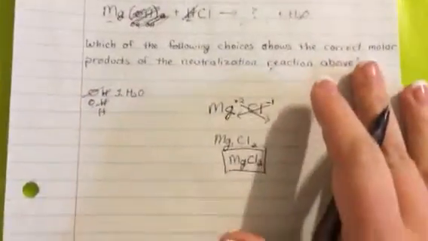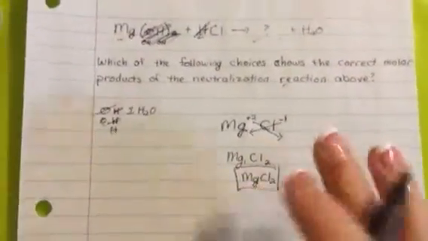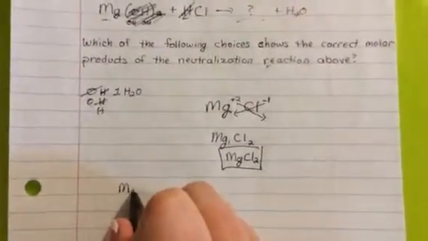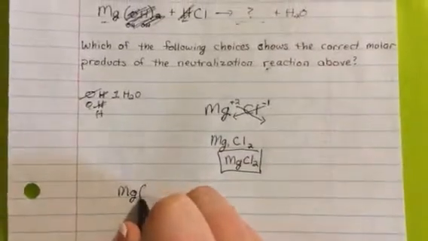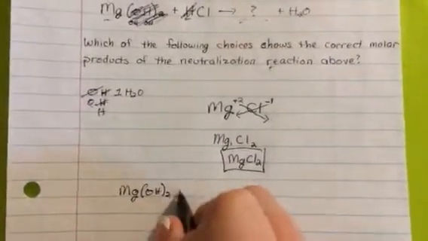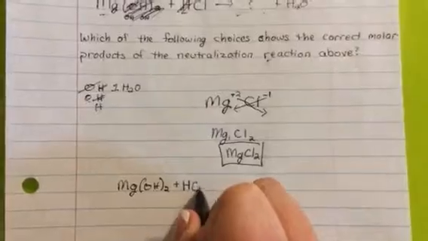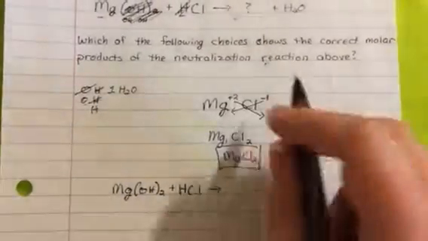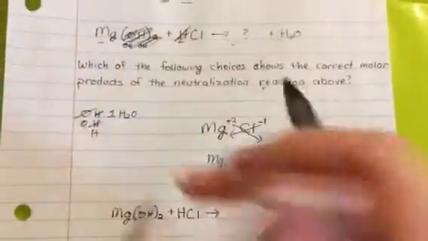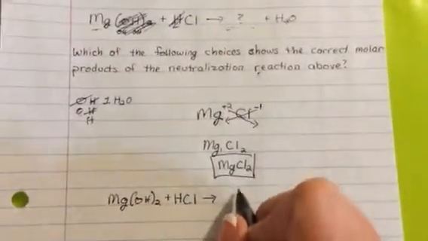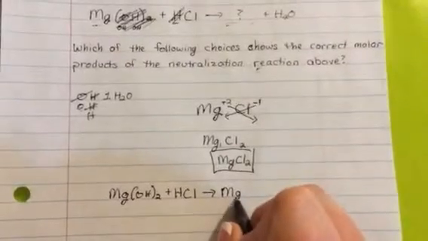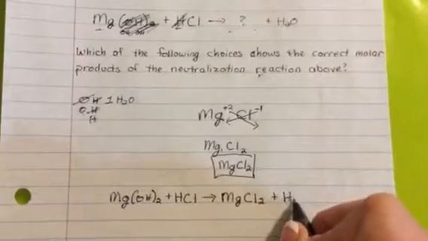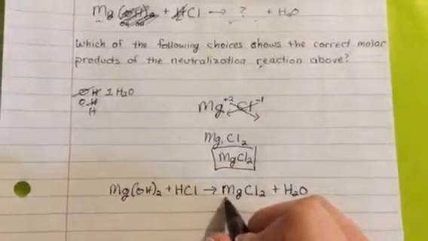So basically our original reactants that were given to us, Mg(OH)2 plus HCl, that was the reaction given in the original question, and we just figured out it is going to make MgCl2 plus a water molecule. Okay, so that is our answer.